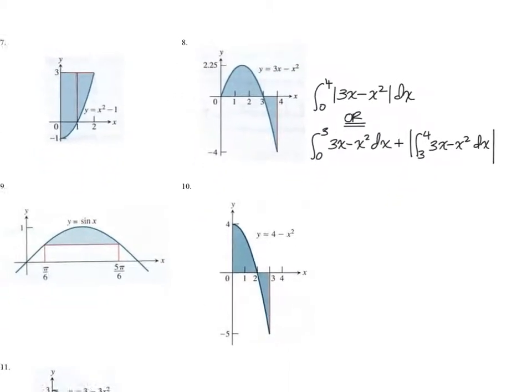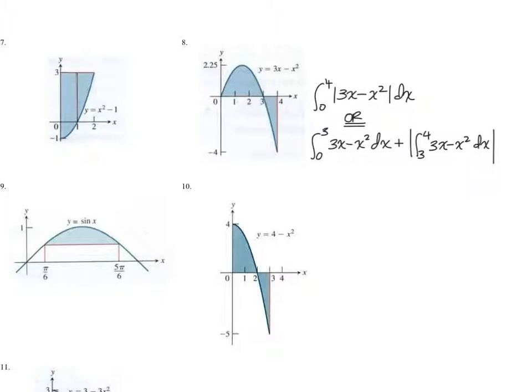I don't think that matters. Yeah, there's no trig in this. Oh, maybe it's because I did the absolute value. That's probably why. All right, so in number 8, the area in question is entirely positive, so we're not worried about absolutes.